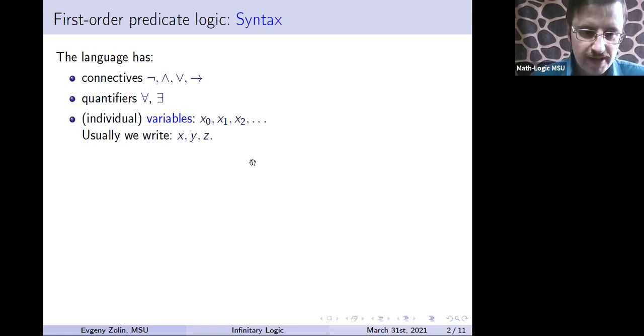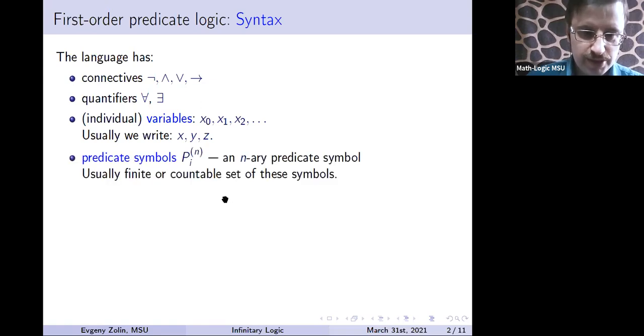We will also have variables, but now we call them individual variables. In the propositional logic, we had variables, but they were propositional variables. They were variables for propositions. They denote propositions, statements. Here, variables denote some elements of a set. Tables, people, cars, numbers, matrices, whatever.